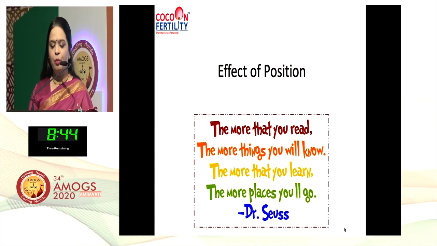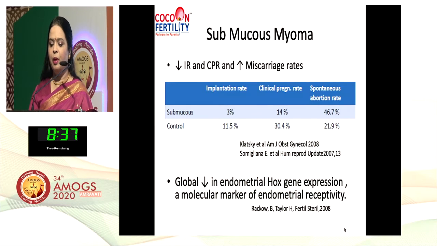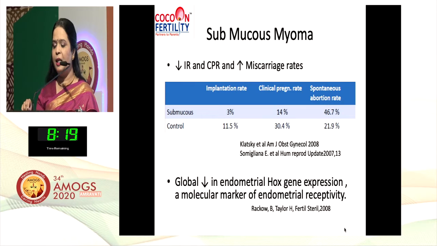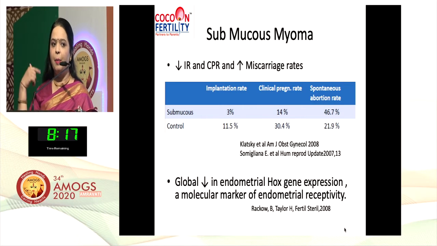So the more you read, the more you will know, the more you learn, the more places you will go. And that's what I'm hoping to do with fibroids. So let's read a bit more. So with submucous fibroids, we've just talked about the decreased rates, but the miscarriage rates also go up. And this is usually because the HOX gene expression is globally reduced when there are fibroids present, and therefore your global endometrial receptivity goes down. And that is where she will not implant. If she implants, she will have an early miscarriage.